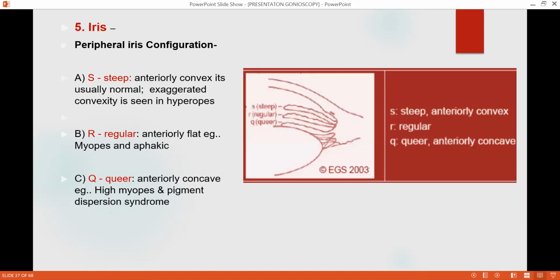The next structure to be seen is the iris, particularly its peripheral configuration and its insertion. Depending on this, it has 3 types: steep, regular, or queer type of iris configuration. In a steep configuration, the iris has convexity anteriorly. It is seen normally, or the convexity may be exaggerated in cases of hypermetropia. A regular or flat iris configuration is seen in myopia or aphakic cases. Queer, or concavity anteriorly, is seen in cases of high myopia or pigment dispersion syndrome.